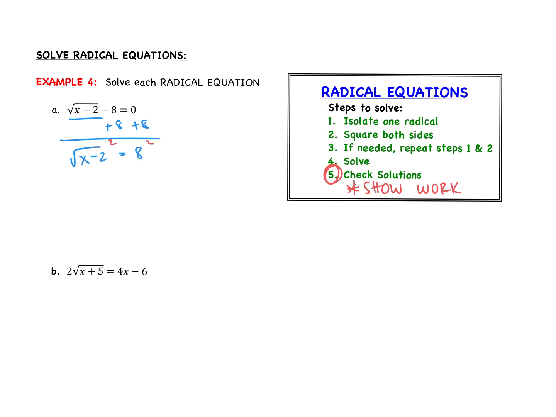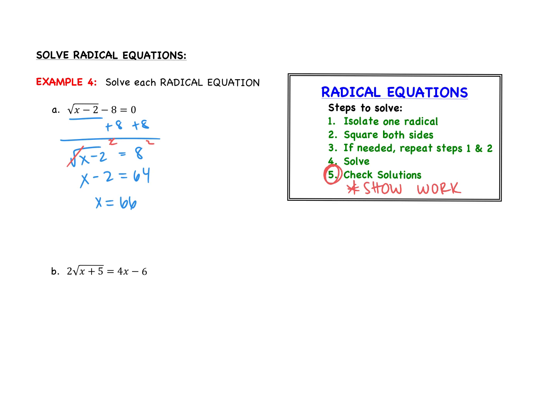On the left side, the square and the square root undo each other, and we're just left with x minus 2. And on the right side, 8 squared is 64. Moving the 2 over, we get x equals 66.